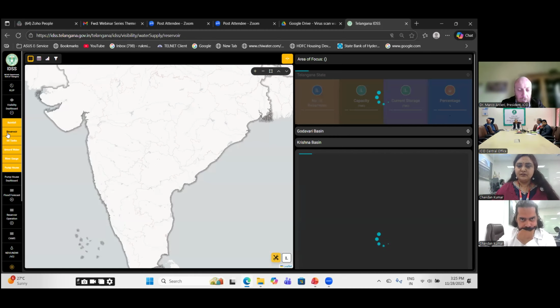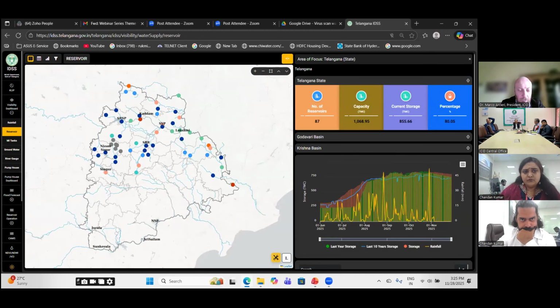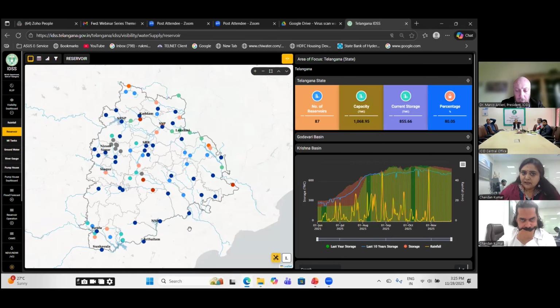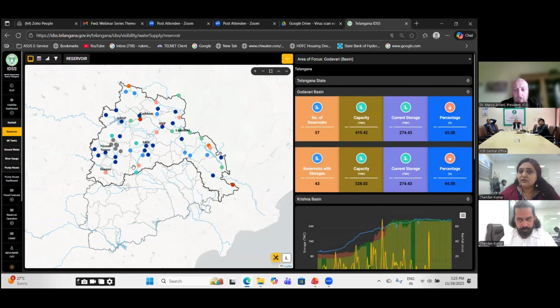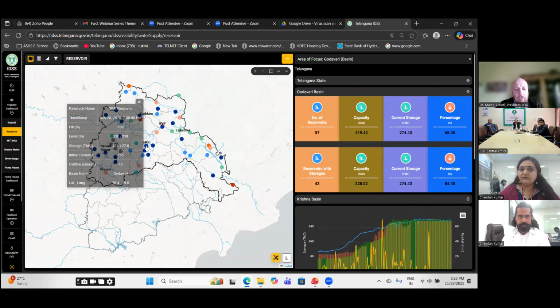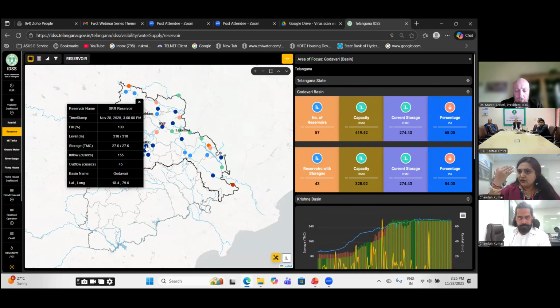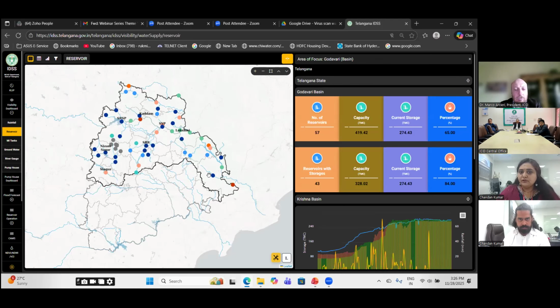And I would like to go to the reservoirs now. Coming to the reservoirs, this is about the reservoirs in Telangana. We have almost 87 reservoirs, and the capacity of all the reservoirs is shown here with the current storage. If I want to understand only the reservoirs in the Godavari basin, that data is also available with us. Based on the requirement, by putting a finger on it we get the fill percentage, level, storage, the inflow and the outflow, in a minute, just by putting the finger over here. And then the pop-up appears for all the reservoirs.